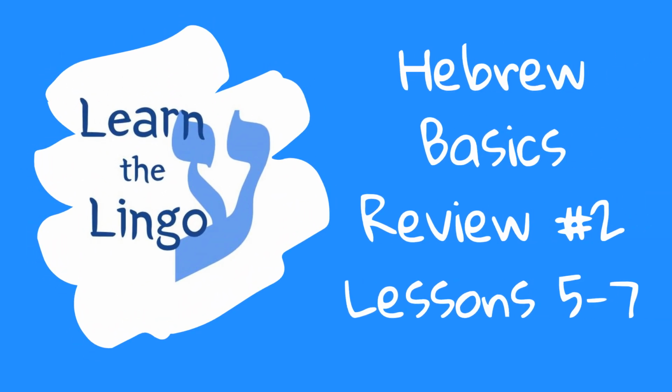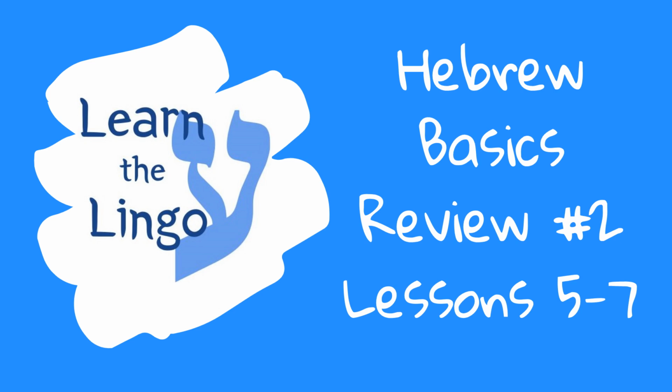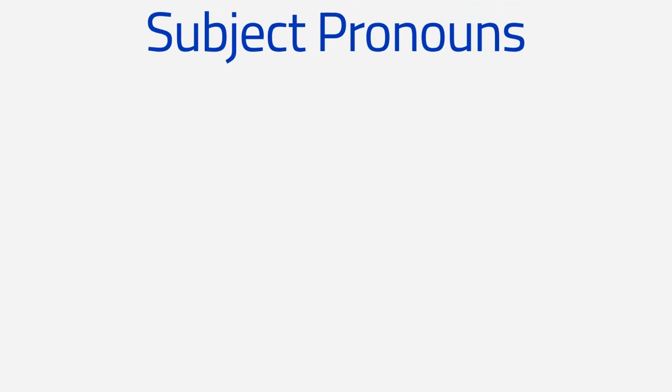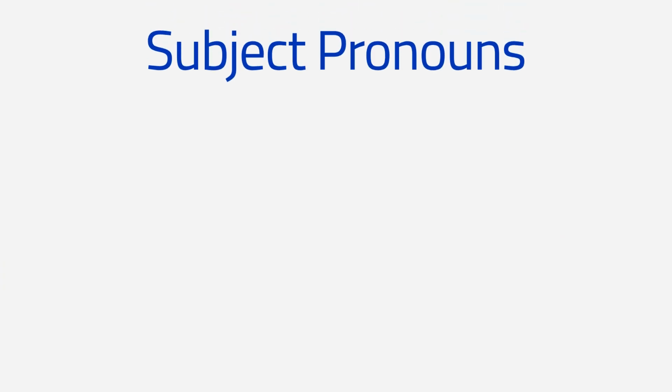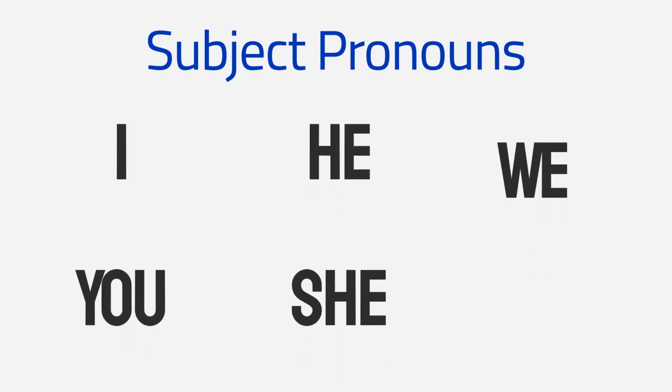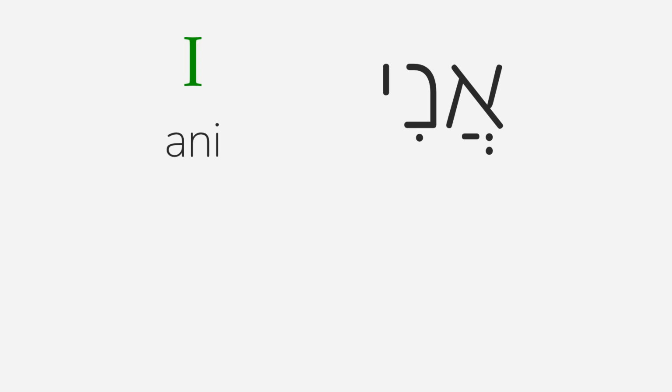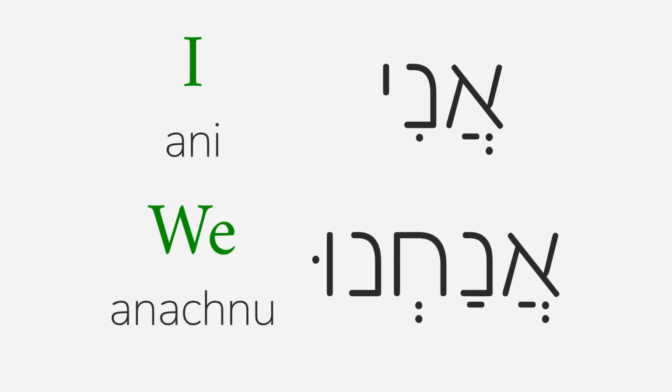Welcome back to Hebrew Basics, a series where we learn the essentials of Hebrew grammar. Today we're going to be doing a review of lessons 5 through 7 of this series. In lessons 5 and 6 we learned some very important words called subject pronouns. In English we know these words as I, you, he, she, we, and they. The Hebrew word for I is ani, and the Hebrew word for we is anachnu. These words do not change whether the I or we is male or female.